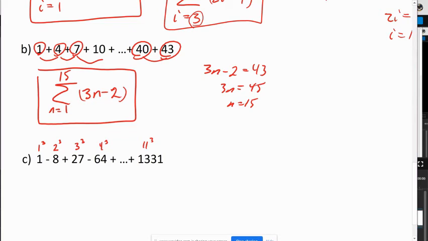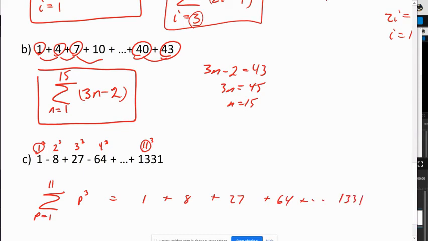Okay, so by recognizing that, we can say this is the sum of p cubed, where p starts with 1 because that's the first number that we're cubing, and ends at 11 because that's the last number that we're cubing. Okay, so that would produce these numbers: 1 plus 8 plus 3 cubed is 27, plus 4 cubed is 64, and so on to 1331. The problem is it doesn't have the alternating signs.